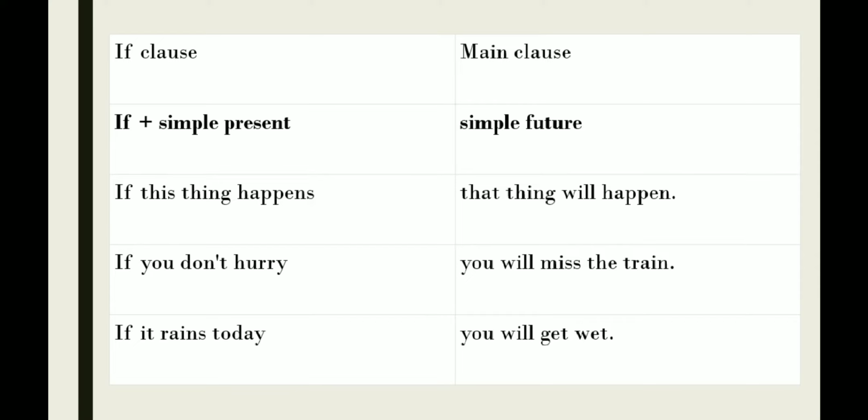For example, if you don't hurry, you will miss the train. Yes, of course, if you don't hurry, you will miss the train. If it rains today, you will get wet. Yes, of course, it's true. If it rains today, you will get wet.